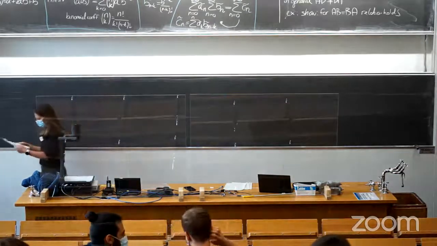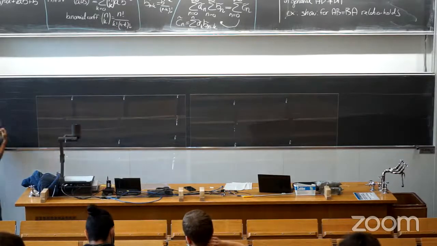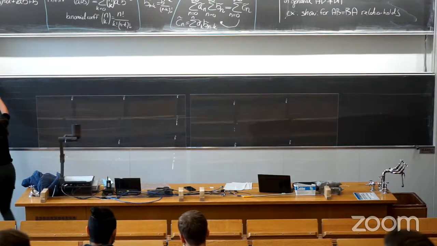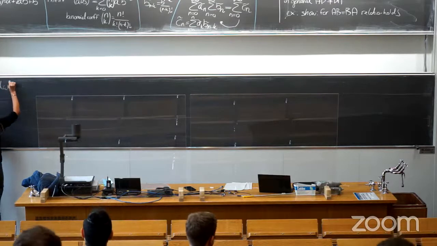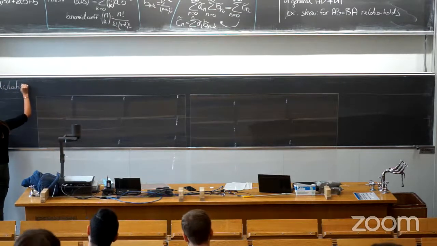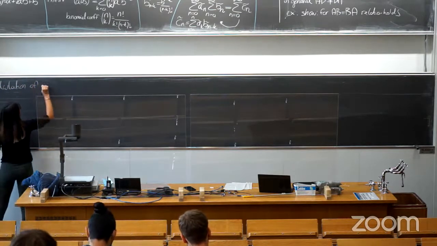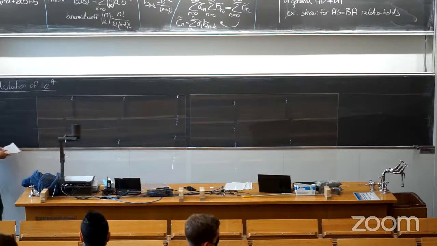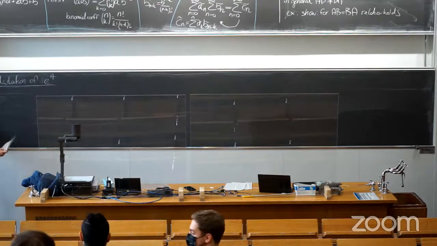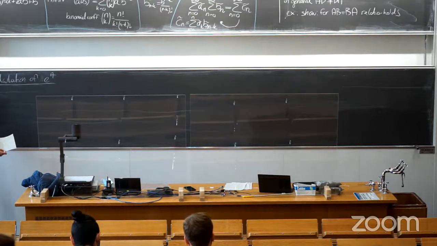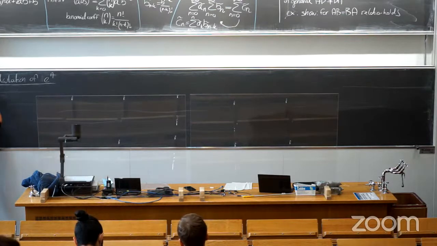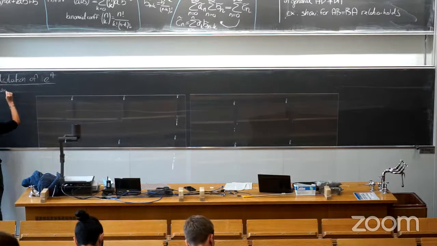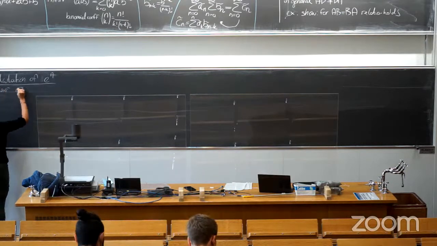Now the problem is the calculation of e to the A. So this beast, which is an infinite sum of a product of matrices. The problem is the infinite sum of matrices.